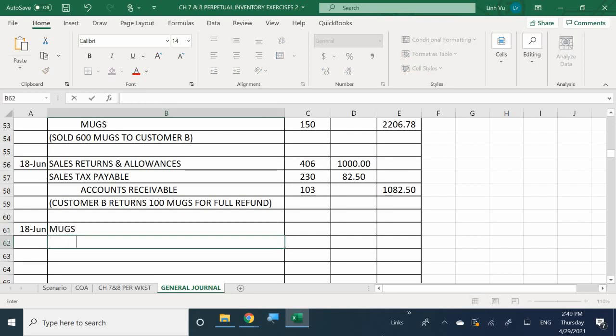And then what is going to be my contra? Cost of goods sold. Right? We have to undo what we sold, right? We can't claim that we sold all these items when we're getting a refund. So in this case, we have to reverse the transaction, so therefore I need to undo what I calculated for my cost of goods sold for those 100 cups.